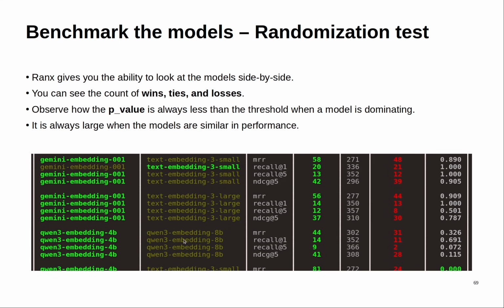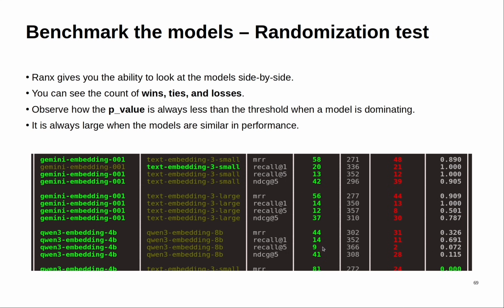Let's take the Quen models, because I talked about them when I was explaining the values inside the cells. And I mentioned that the 4 billion and 8 billion versions are similar in performance. So let's look at this example. Let's look at the second one because it has the highest p-value. So in recall at 1, both models tied in 352 questions. Quen, the 4 billion, was able to win in 14 questions, and it lost in 11 questions. So you can see that there isn't a big difference between the number of wins and losses. This is why the p-value is high.